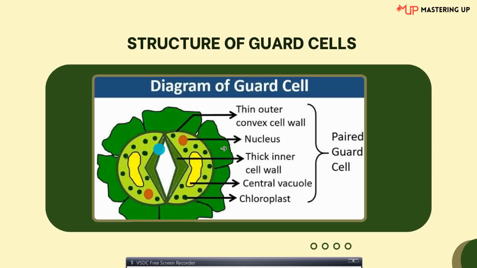Coming to the structure of guard cell, you can see a thick inner wall and a thin outer wall. You have chloroplast present in the guard cells. They are always paired, present on both sides of the stomata, and the nucleus is also present. So the energy produced in the guard cell helps in the functioning of the stomata.